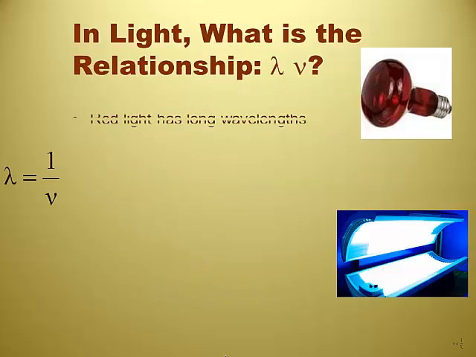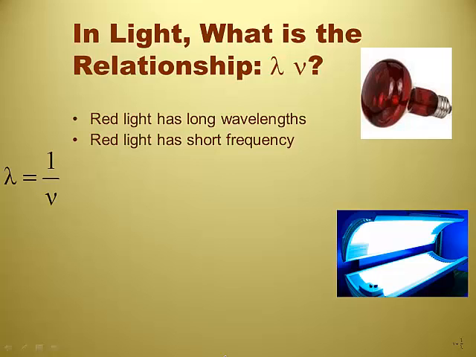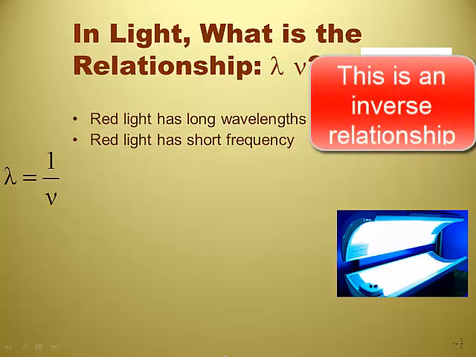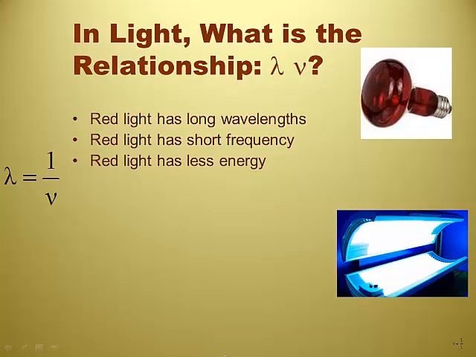Okay. In light, what is the relationship between wavelength and frequency? We've already started talking about this, but they're opposite, they're inverses. So red light has long wavelengths, and red light has short frequencies. So long wavelength, short frequency. Red light was in the 700 nanometers area, and it turns out that red light has less energy. So frequency and energy are equivalent, I should say; frequency and energy are similar.